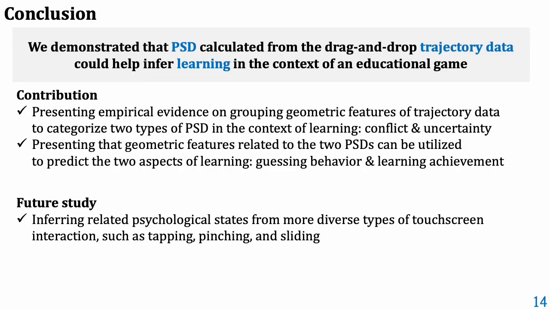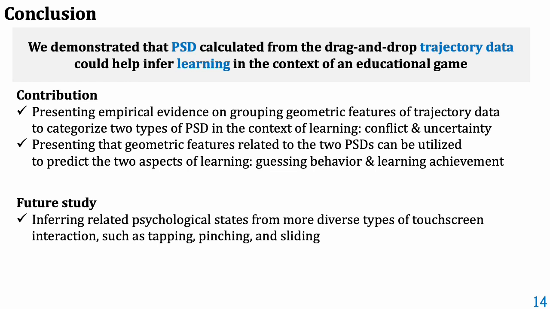In this study, by building on existing research on the application of trajectory data, we aim to understand how students' PSD relates to 2 aspects of learning: guessing behavior and learning achievement. The key contributions of this work are twofold. First, we presented empirical evidence on grouping geometric features of drag-and-drop trajectory data to categorize 2 types of PSD in the context of learning. Secondly, we proposed that PSD's related geometric features can be utilized to predict learning.